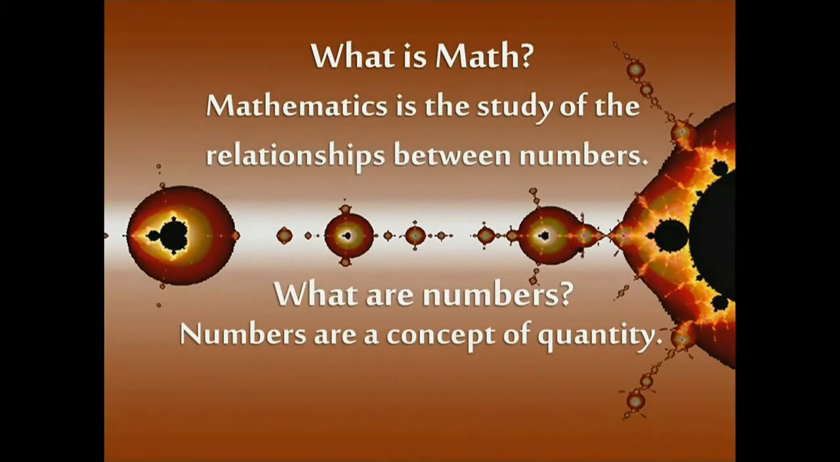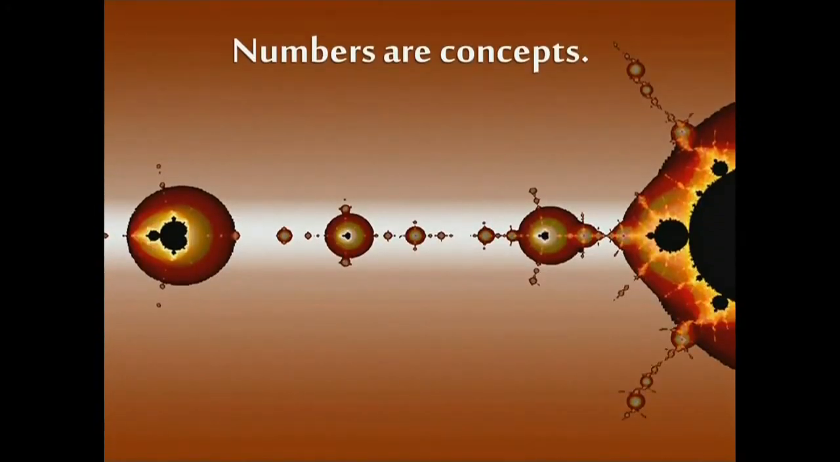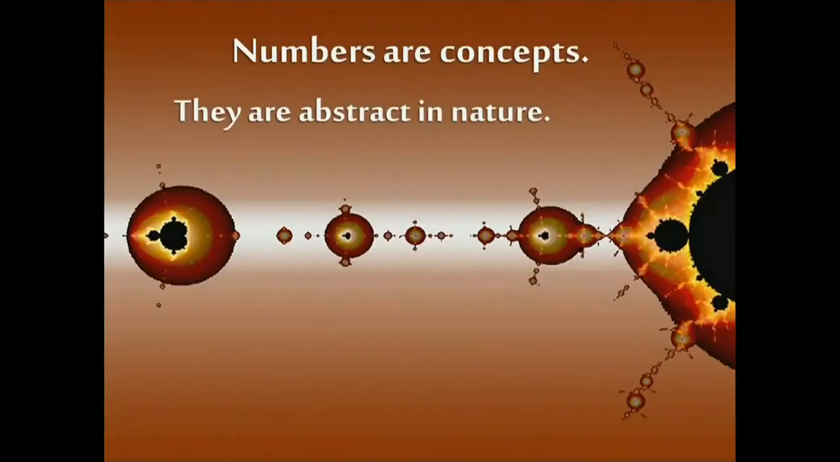I looked through a number of different dictionaries, and I think probably the best definition that I found is that numbers are a concept of quantity. A concept, of course, is something that exists in the mind, and numbers are conceptual. They're a way of thinking about quantity. They're abstract in nature. Numbers are not something physical, like this desk where I can touch it and feel it and knock on it. Numbers are abstract. They're not made up of atoms. They exist in the mind.